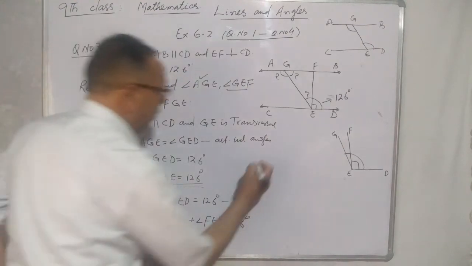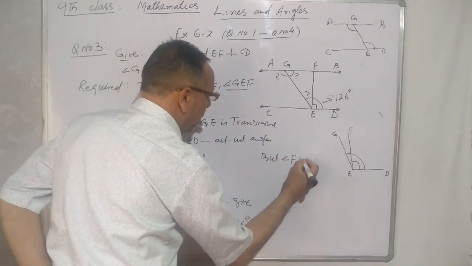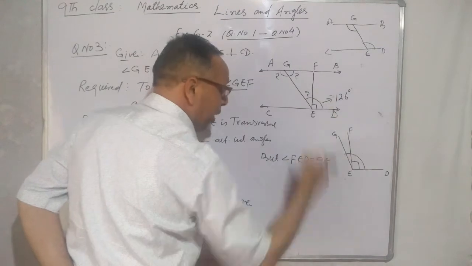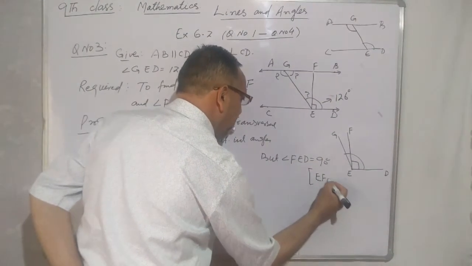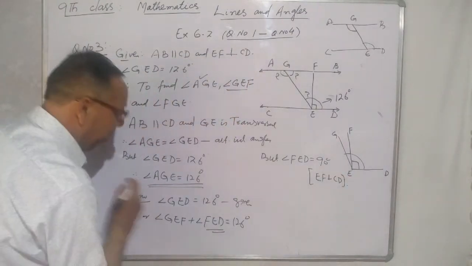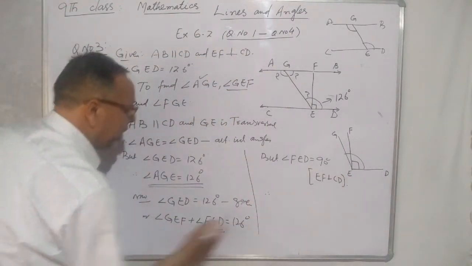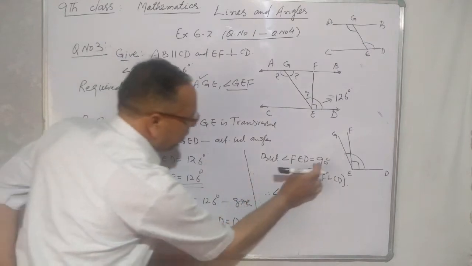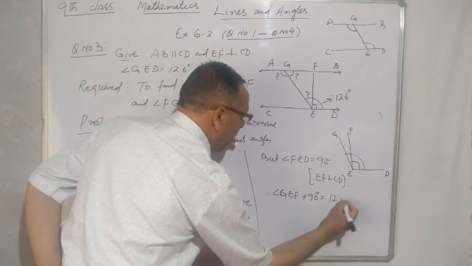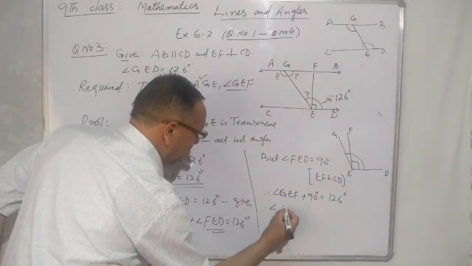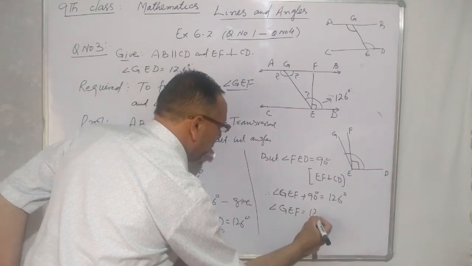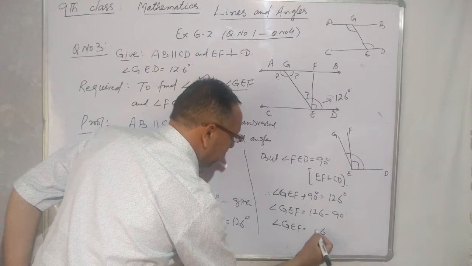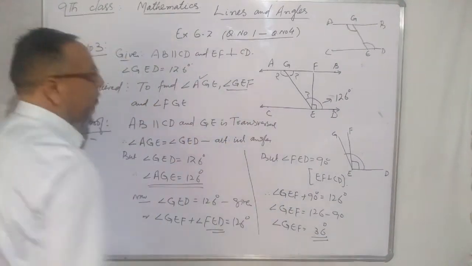But this angle FED is 90 degrees, because EF is perpendicular on CD. So therefore, angle GEF plus angle FED, which is 90 degrees, is equal to 126 degrees. Here we can find angle GEF. 126 minus 90. It means angle GEF is equal to 36 degrees.